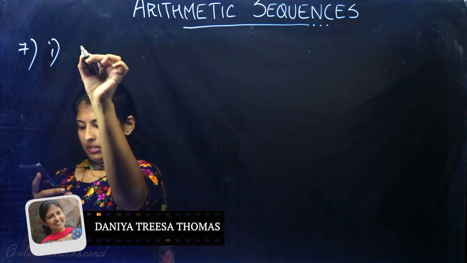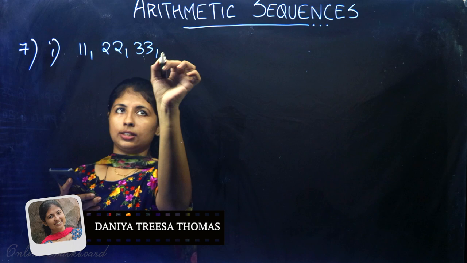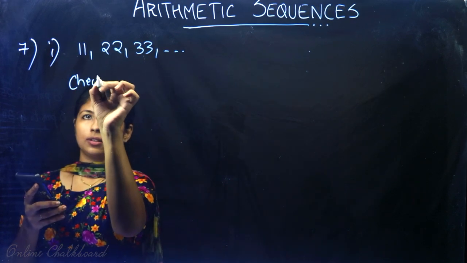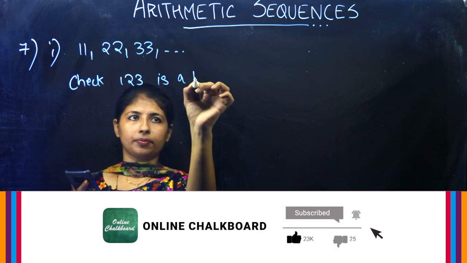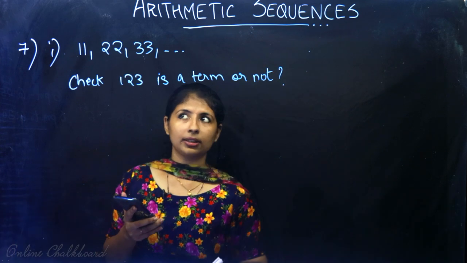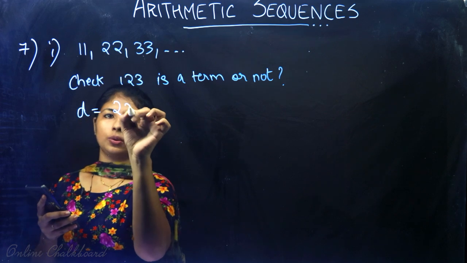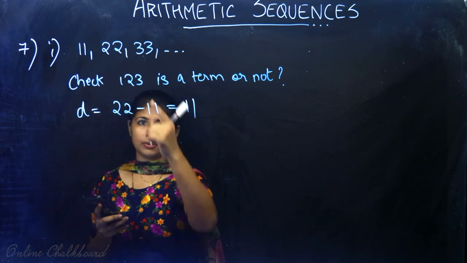First 11, 22, 33, etc. Check cheyyande. 123 is a term or not. Let's see the common difference of the AP. d is equal to 22 minus 11 is equal to 11. Common difference of arithmetic progression is 11.